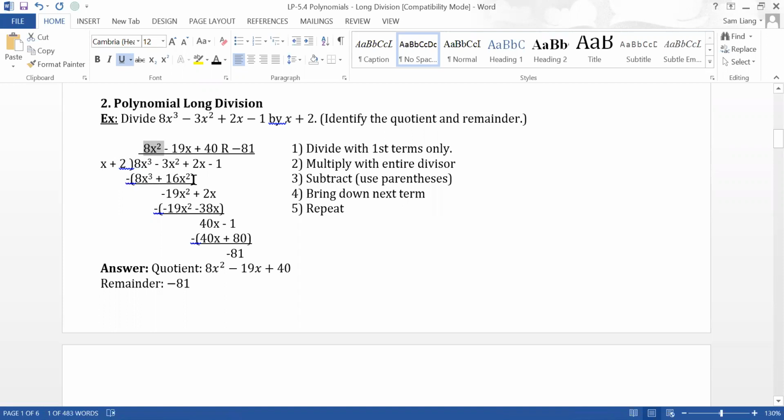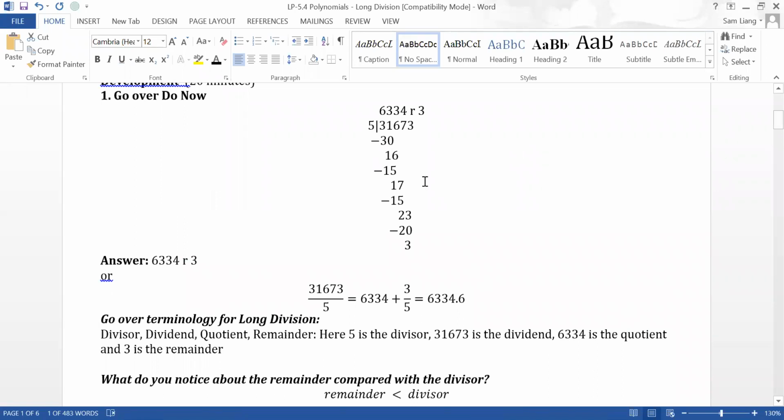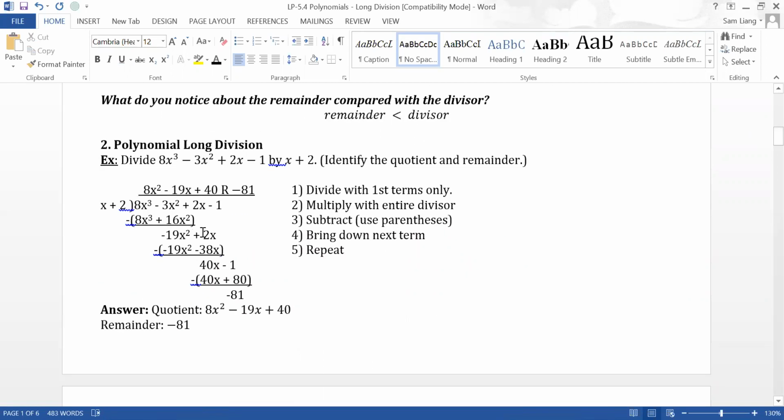Okay, we subtract that, and then we're going to end up with negative 19x squared. We're going to bring down the next term, which is plus 2x. Okay, and then from here, just like the algorithm for the do now, we divide the next term. We divide negative 19x squared plus 2x by x. Okay, that's going to be negative 19x.